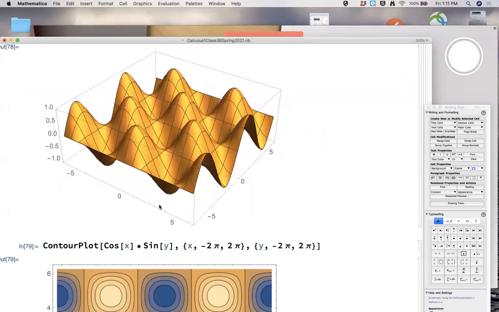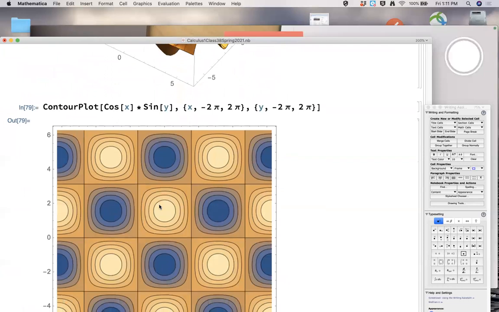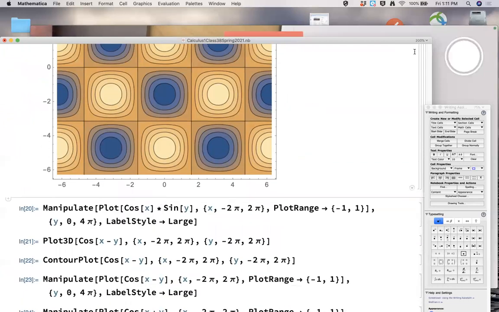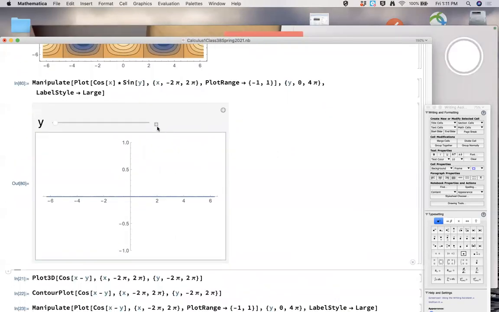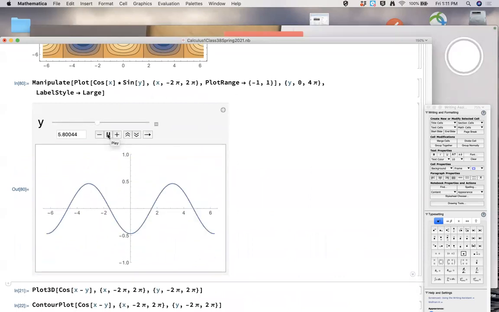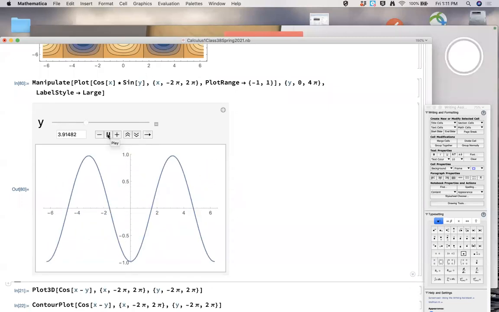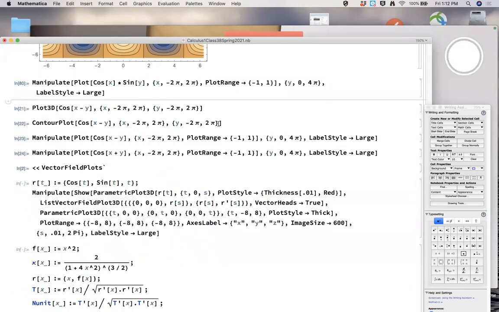If you combine cosines and sines in these kinds of ways, you can get some pretty interesting multivariable calculus kinds of graphs. You can also animate this graph as one of the parameters, either x or y, changes. I'm graphing this as a function of x as y changes. What do I get? I get what's called a standing wave. You can model standing waves in physics. You can also model things called traveling waves.